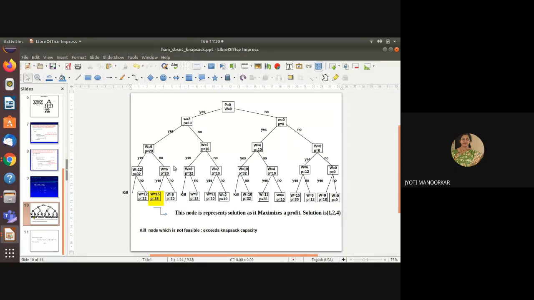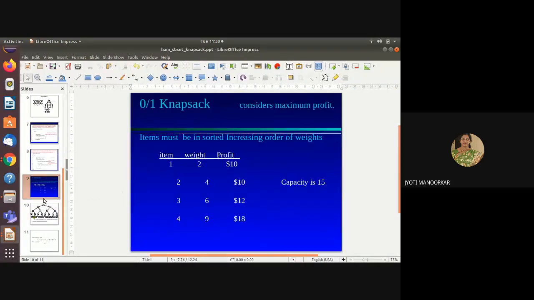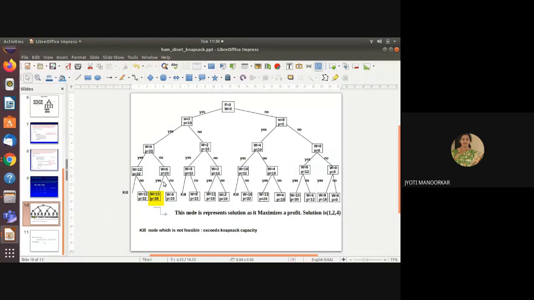Now try to explore the node where W is equal to 6 and P is equal to 20. If you are dealing with the left child, that means you are trying to include the fourth element. So check what weight you will get after including the fourth element. The weight of the fourth was 9. So 9 plus 6 I'm getting as 15, right? Okay. So this element fits into the knapsack, so I'm updating the weight: W is equal to 15 and P is equal to 38.